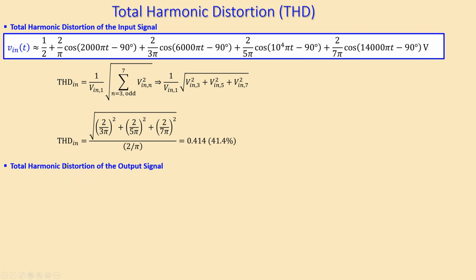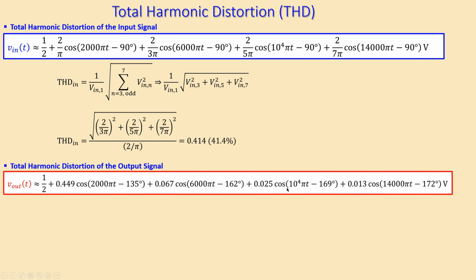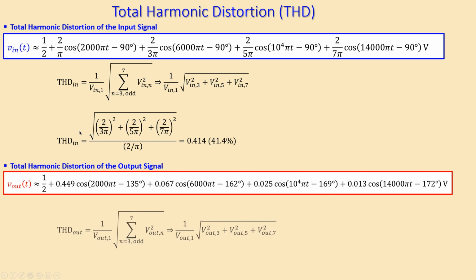Now, the total harmonic distortion for the output signal will be calculated in a similar form. This is our output signal. Again, we use the DC and then the first four harmonics, just to give you an idea. What we of course have is that this input signal is applied to a low pass filter, so I expect that the total harmonic distortion will be less compared to the input. So we will see that.